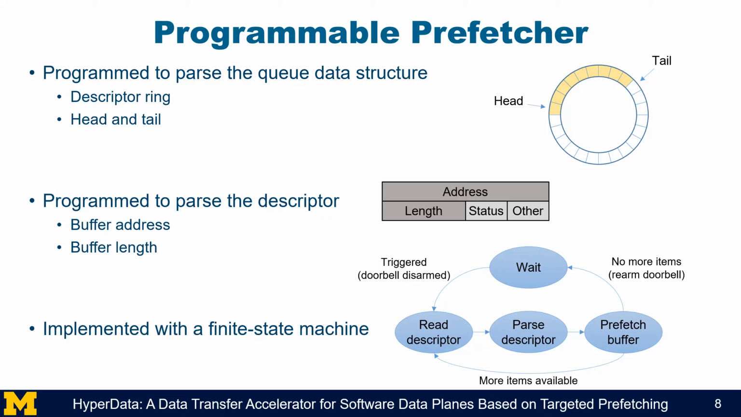For extracting the target addresses of prefetch requests, the prefetcher has another set of programmable registers to store the offsets of the address and length of the corresponding data item buffer in the queue data structure. The prefetcher is implemented using a finite state machine, as shown at the bottom of this slide, in order to traverse the descriptors and issue the required prefetch requests.